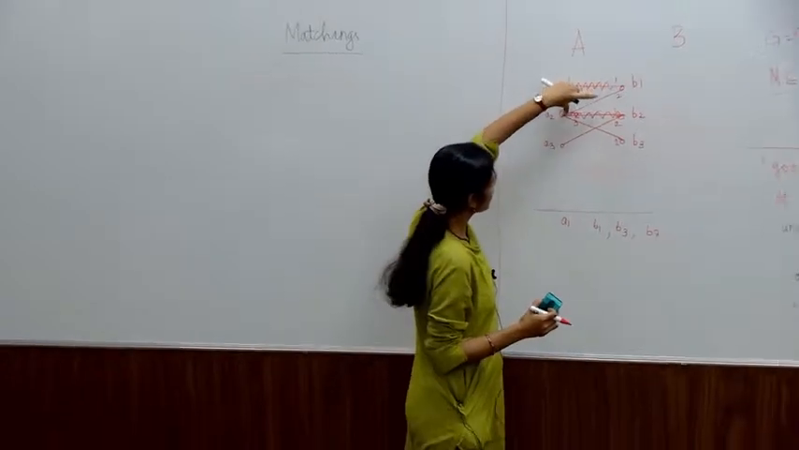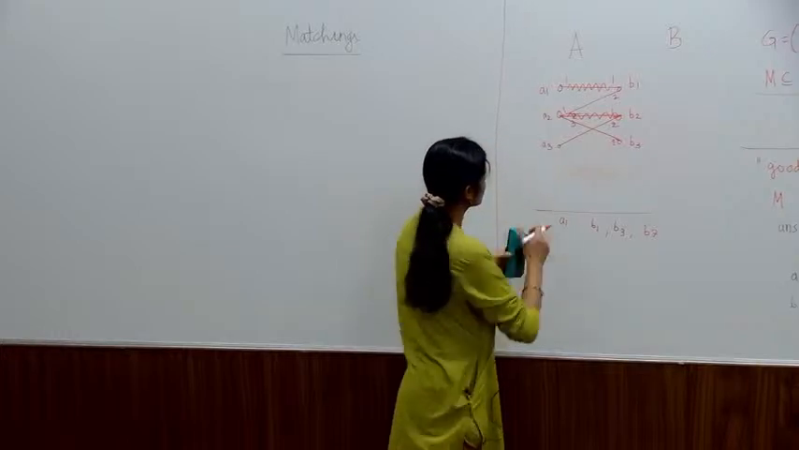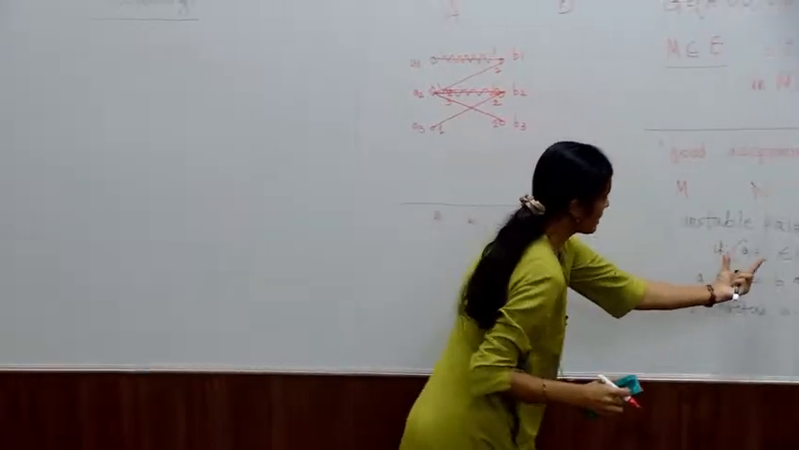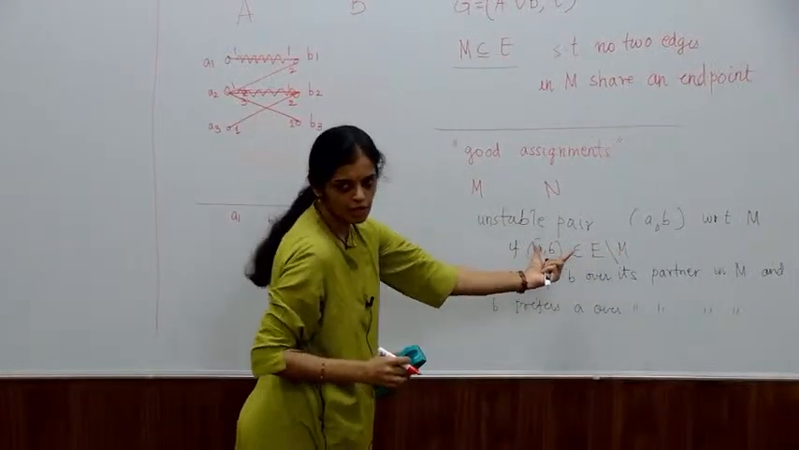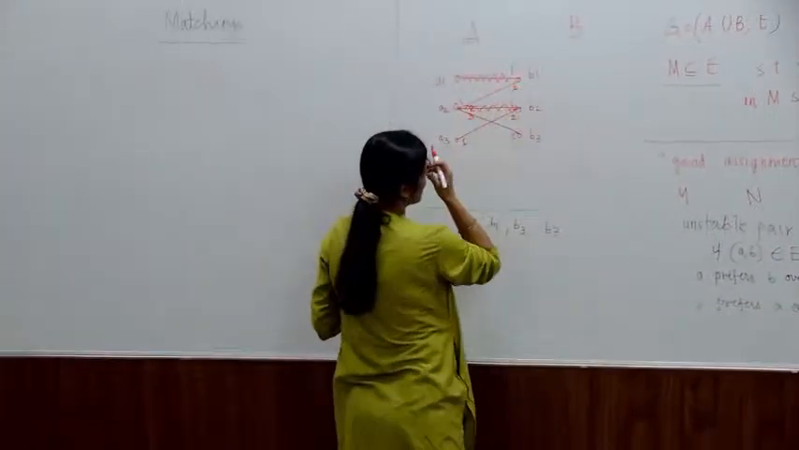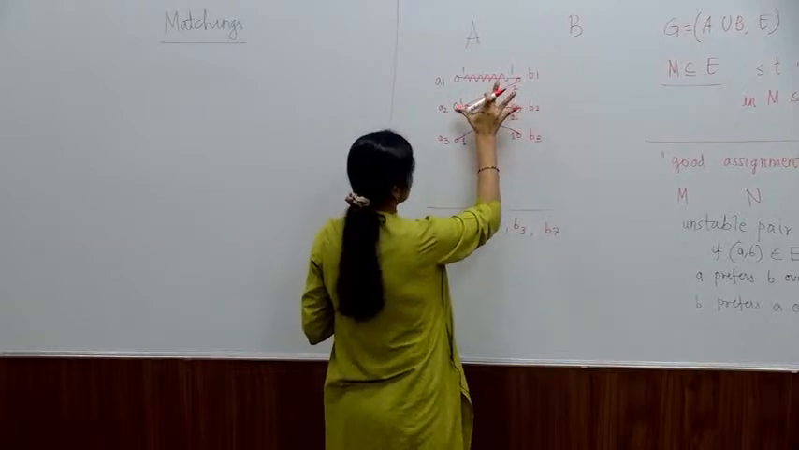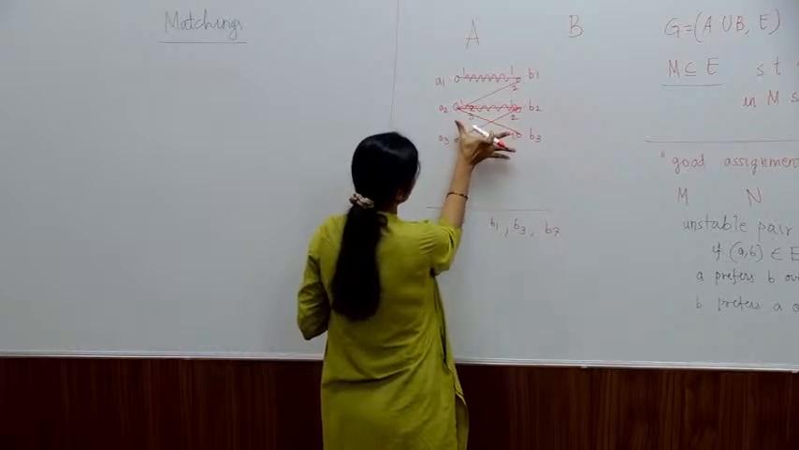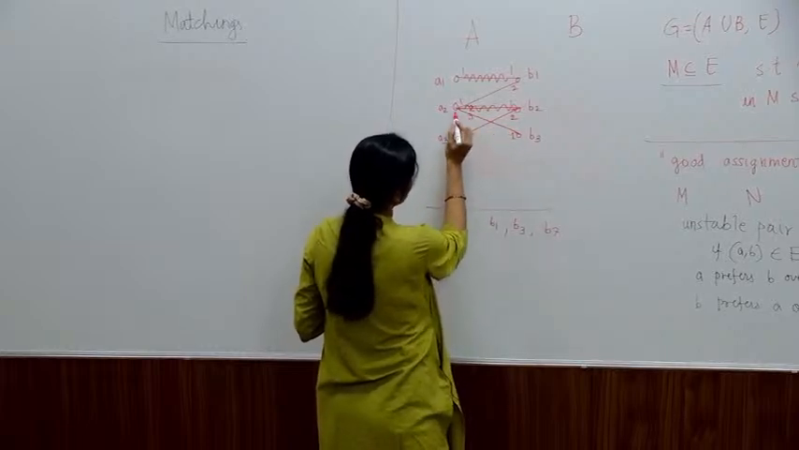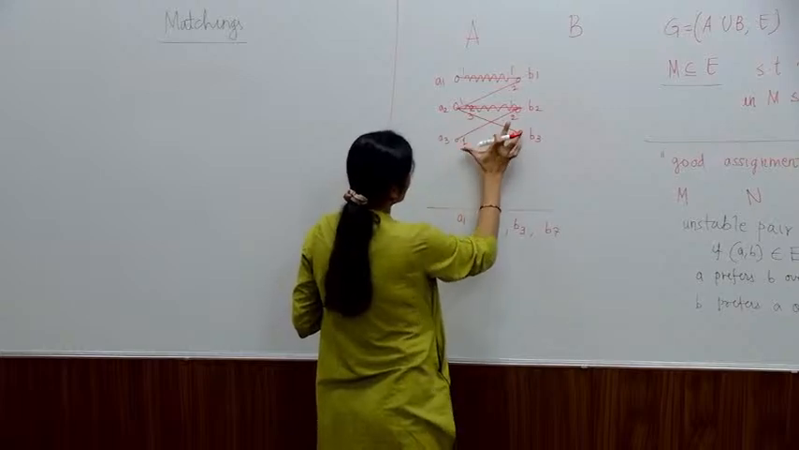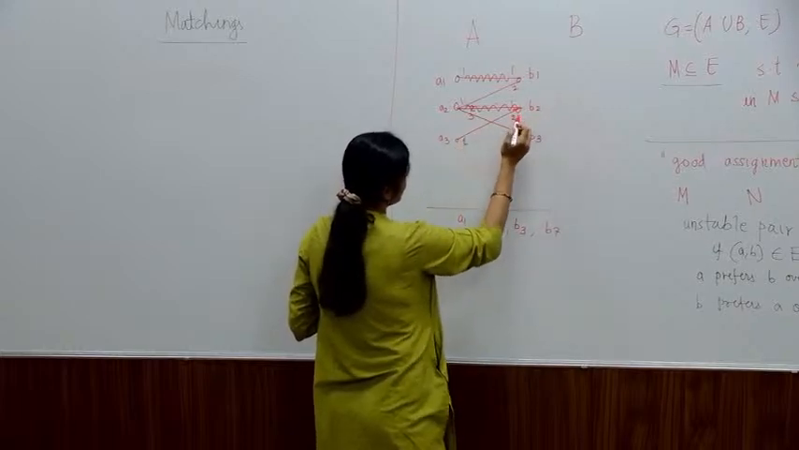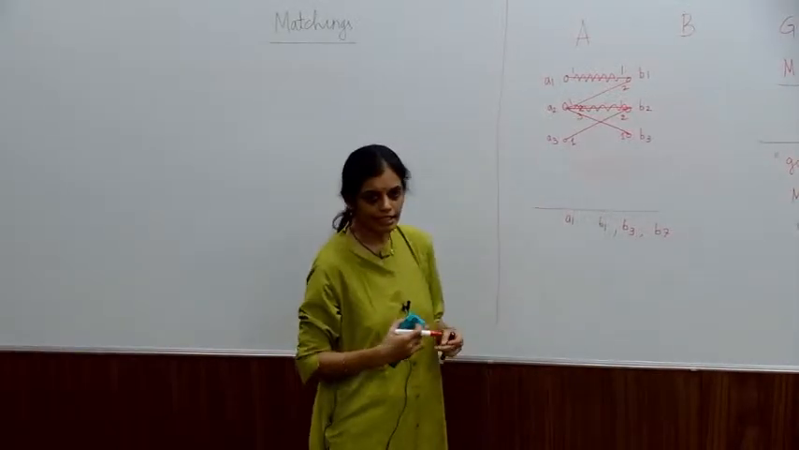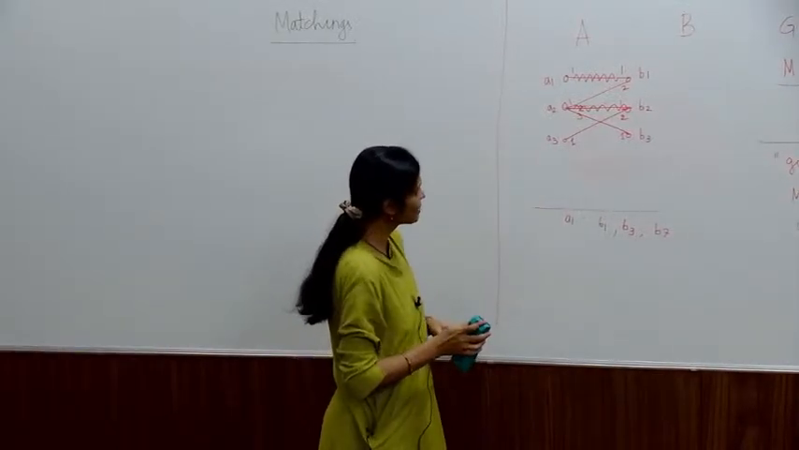For checking whether this is stable, it suffices to look at the unassigned pairs, that is pairs which belong to E but which do not belong to M, and ask whether they are blocking or unstable. So A2B1 is clearly not a blocking pair. A2B3 is not, because now A2 is assigned better. A3 is interested in getting assigned to B2, but B2 has taken somebody better. So therefore, this assignment is indeed a stable assignment in this example.